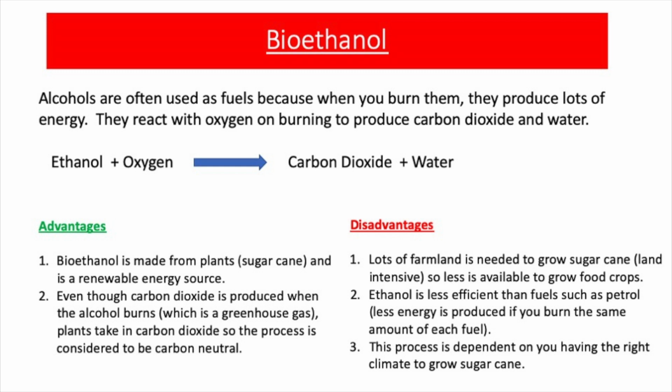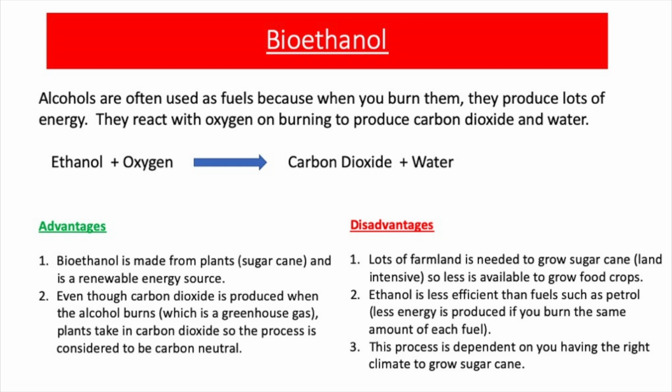Now, the advantage of bioethanol is it's made from sugarcane, which is a plant, and it's a renewable energy source. And secondly, even though carbon dioxide is produced when the alcohol burns, and carbon dioxide is a greenhouse gas, plants take in carbon dioxide, so the process is considered to be carbon neutral. Because although you're burning ethanol, which is producing carbon dioxide, you are growing sugarcane to make the ethanol, and the sugarcane is a plant, and that takes in carbon dioxide.